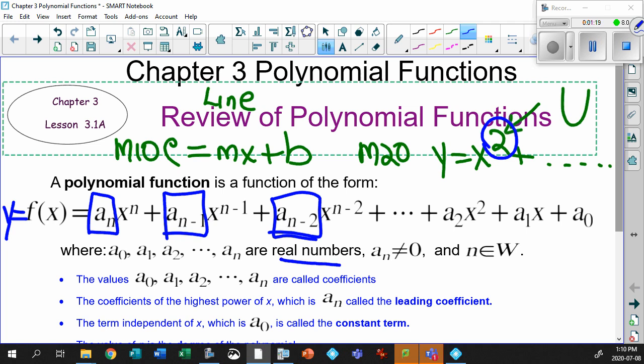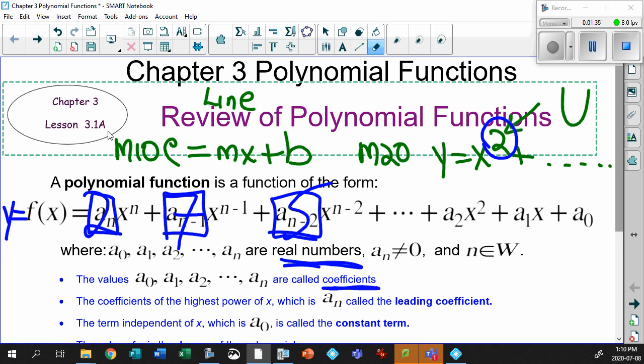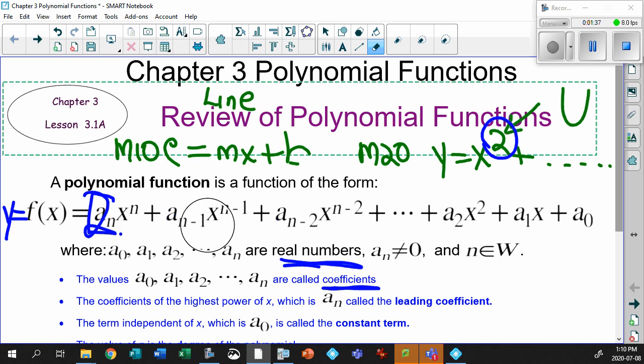All those a's are real numbers. So in other words, that could be like a 2, that could be like a 7, that could be like a 5, and so on. So we actually refer to those values as coefficients. Do you remember that term? Yeah, of course you do. Coefficients are the numbers that appear in front of the x. Yippee skippy.